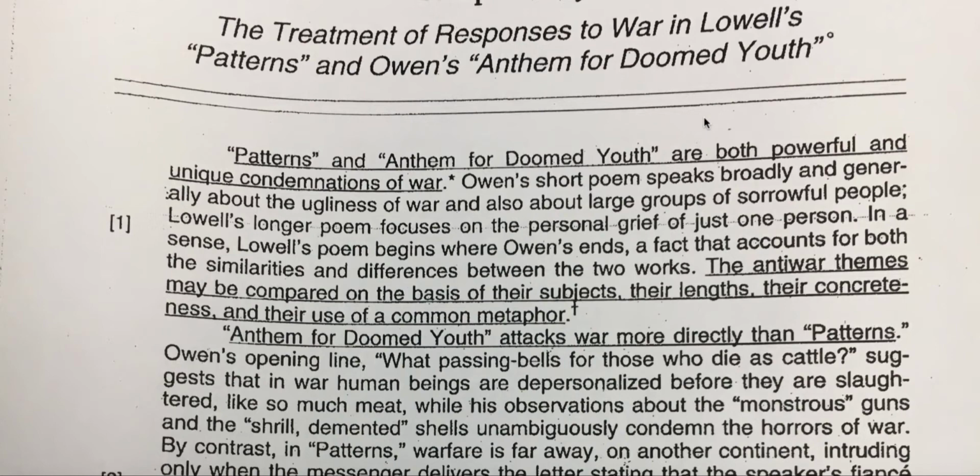So let's stop to unpack what this intro does well. You can do better, but this intro is an A-level intro. So first off, there's some context. It includes the name of the authors or the name of the poets and the name of the poems. And remember, short works like short stories or poems get put in quotation marks. Long works like novels or plays are in italics. But here we're talking about poems like Patterns and Anthem for Doomed Youth, so those should go in quotation marks for the titles of short works.